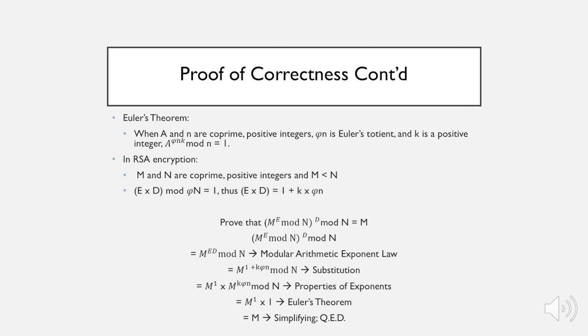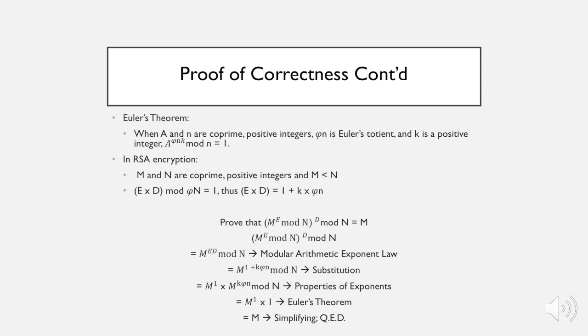In RSA encryption, m and n are coprime positive integers and m is less than n. Also, e times d mod phi n is equal to 1. Thus, e times d is equal to 1 plus k times phi n, where k is an integer. I'll explain why e times d is equal to 1 plus k times phi n when I describe decryption through semi-prime factorization. The following is the proof of correctness for RSA encryption.